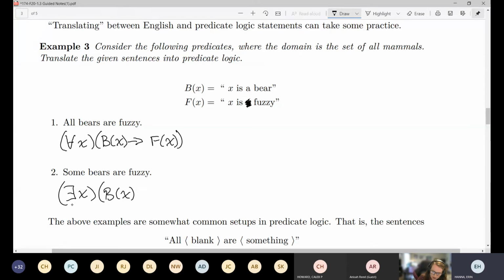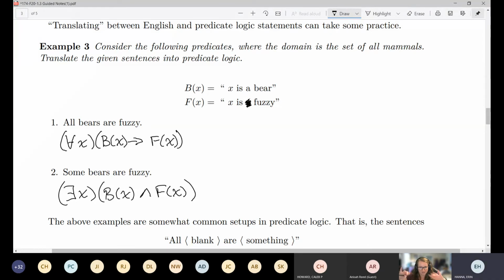So whenever you have the existential quantifier, this is often going to pair up with and. So again, you get this pairing. It's usually going to happen that if you have an existential, it's going to be an and. So there exists some mammal x such that it is a bear and it is fuzzy. So if some bears are fuzzy, that means there exists at least one bear that is fuzzy. So there exists an x such that it's a bear and it's fuzzy.